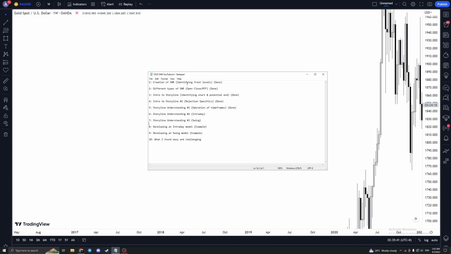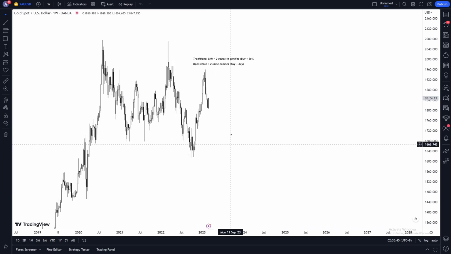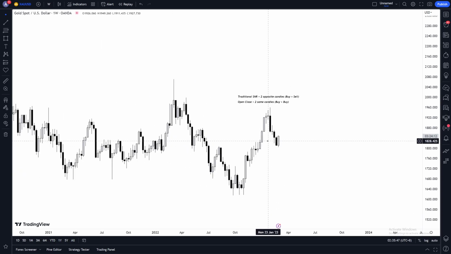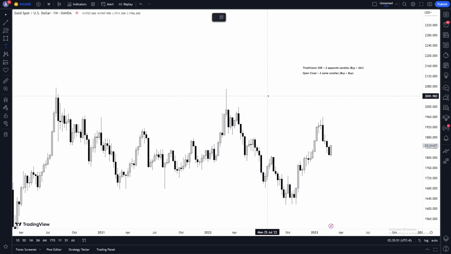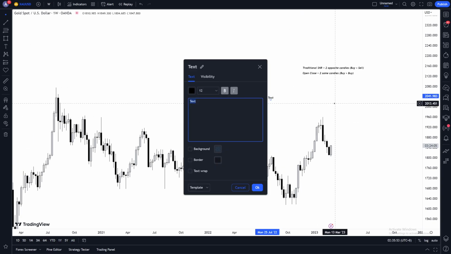So now we have ourselves what? MTF to cover. We've looked at different types of SNR, open close, and now MTF. What is MTF? Now guys, there's another more in-depth version of MTF, but in the current sense that I'm trying to teach you guys, MTF simply means more than one time frame zone in the same area.